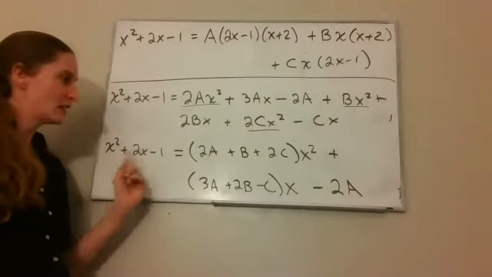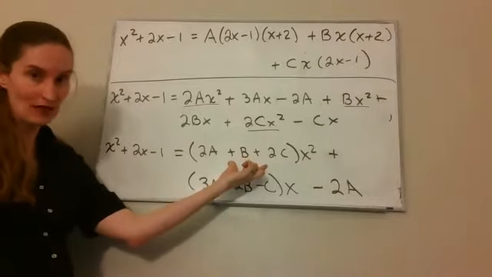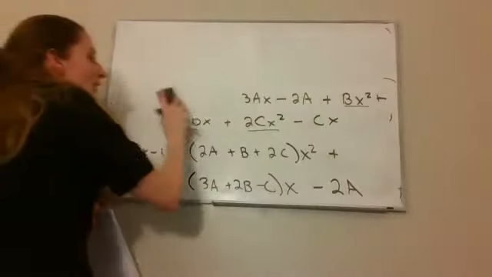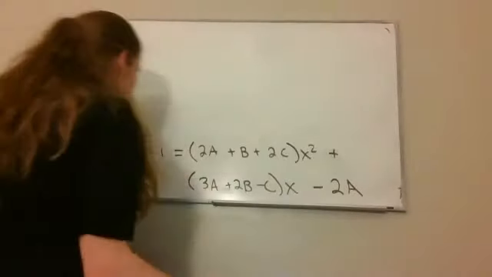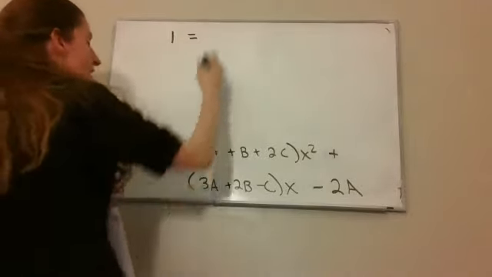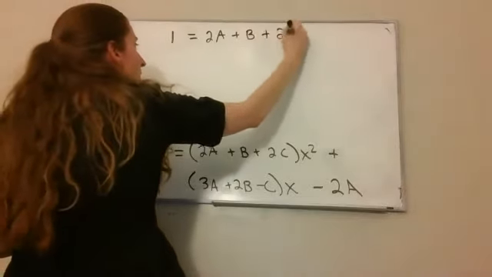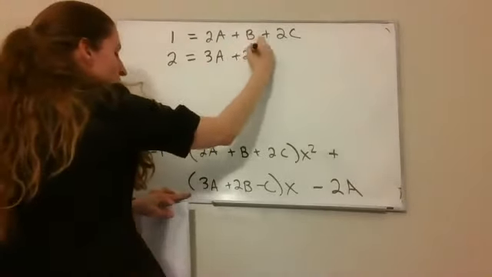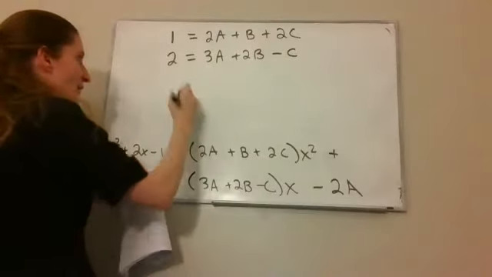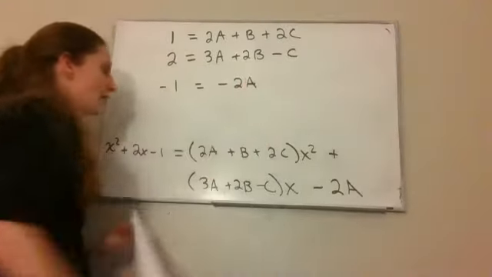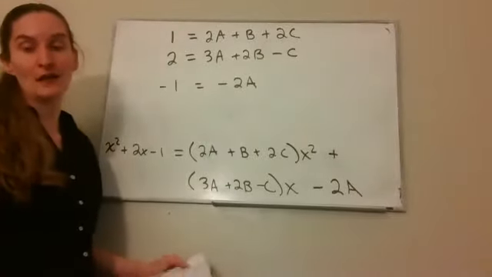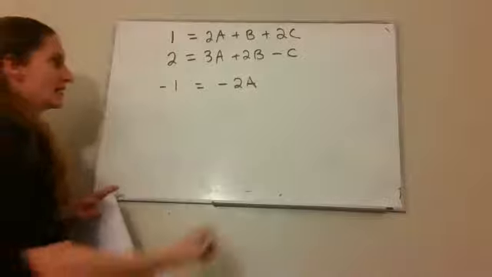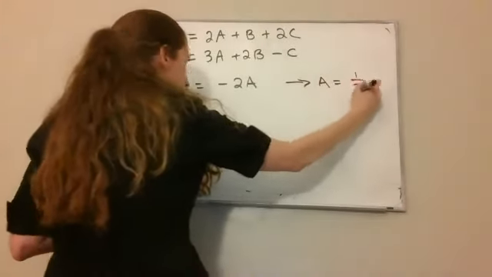1x squared on this side has to equal 2a plus b plus 2c x squareds on the other side. We're just going to compare our coefficients, and we can set up a system of equations. For x squared, the coefficient on the left side is 1. On the right side, it's 2a plus b plus 2c. Now looking at my coefficient of x, I have 2 for the left side and 3a plus 2b minus c for the right side. And then looking at my constants, -1 has to equal -2a. If I solve this system of equations, I'll have my constants a, b, and c. Now luckily, the bottom equation we can solve right away to get one of our constants. A is equal to 1/2.